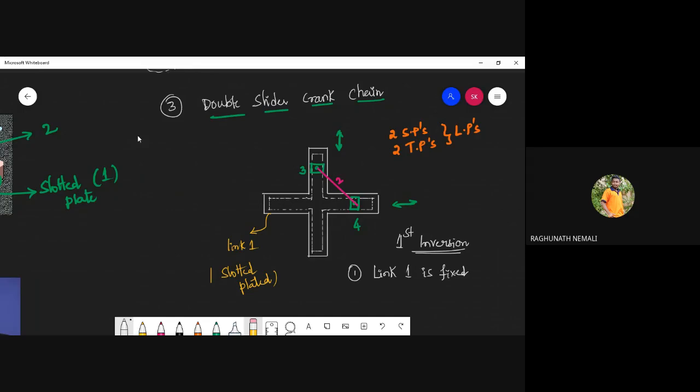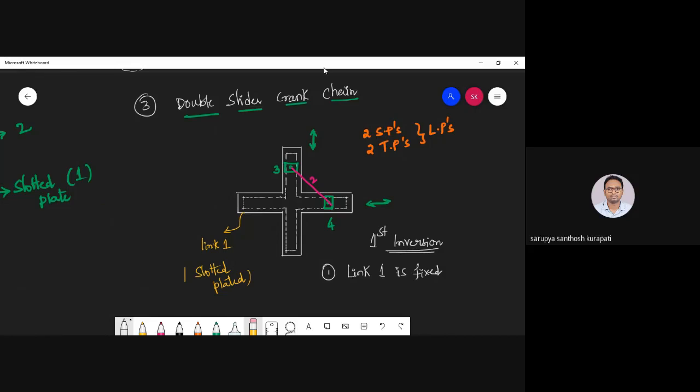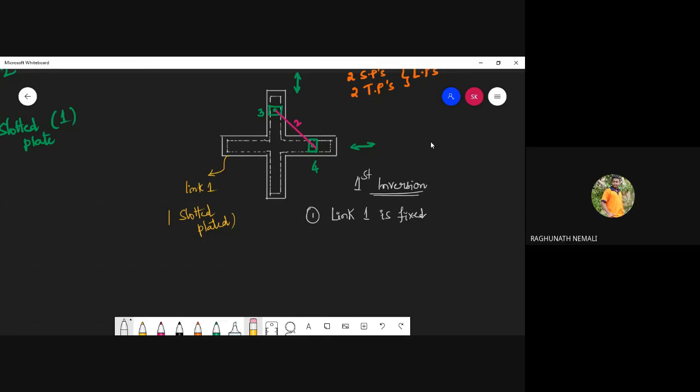Sir, initially no link is fixed, sir. See, chain is nothing but a mechanism, not a mechanism. Yes or no? A chain can be called a mechanism when I'm going to fix a link, right? Yes, so first I'm fixing a link. Which link are we going to fix first? Link number 1, the slotted plate.